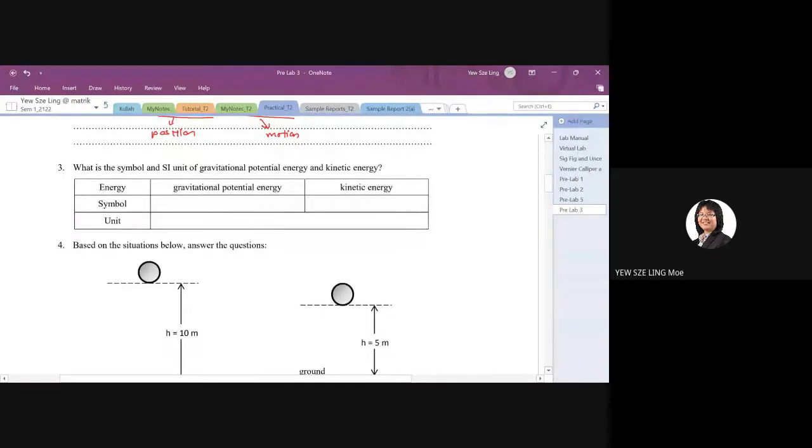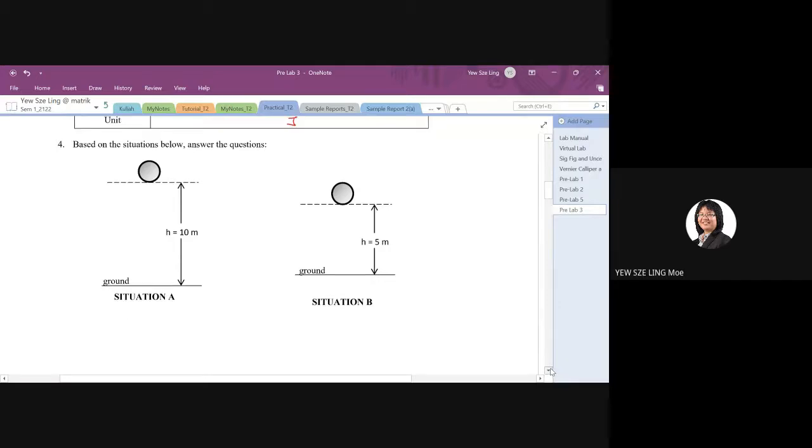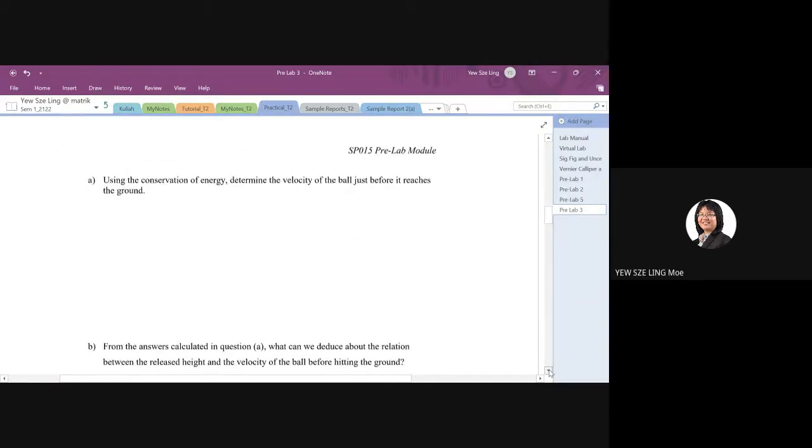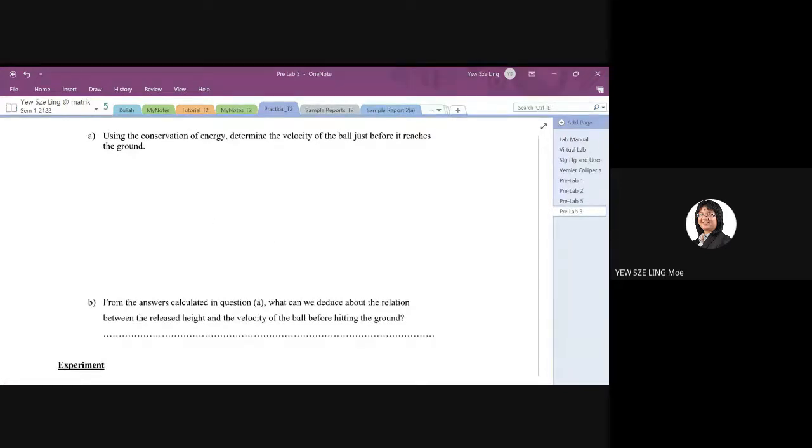And now, what are the symbols and the SI unit for gravitational potential energy? The symbol for gravitational potential energy is U_G, and for kinetic energy is K. So the unit is J. So based on the situations below, answer the following questions. Now you're given situation A and situation B. Using conservation of energy, determine the velocity before it reaches the ground.